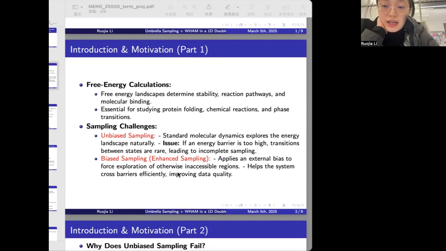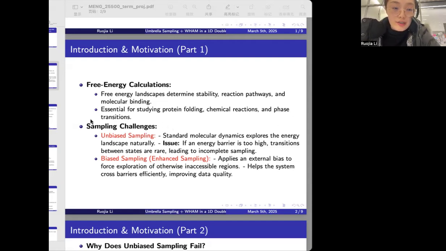First, I will start with the introduction and motivation, and let's consider the importance of free energy calculations in fields like molecular biology, chemistry, and material science. The free energy landscape is often the ultimate guide to understand the stability, reaction pathway, protein folding, and even phase transitions. For instance, if you want to know why a particular protein adopts a certain shape or how two molecules bind together, the free energy profile can give you critical insights.